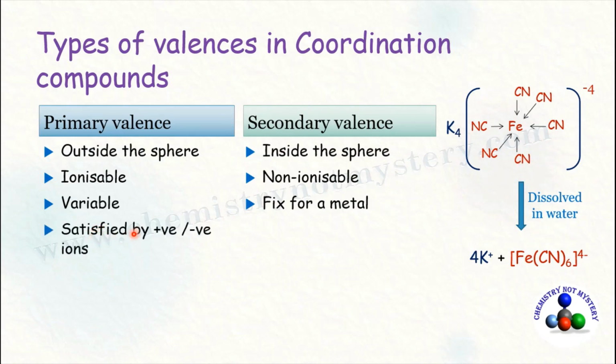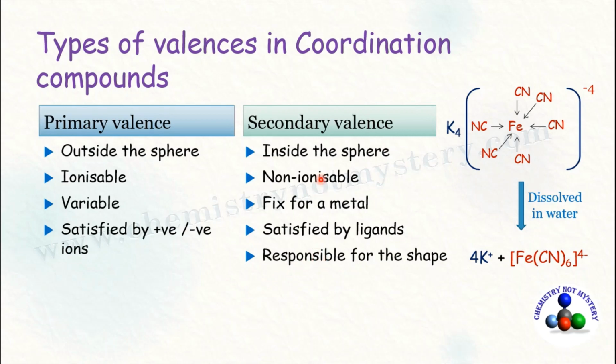Primary valency can be satisfied either by positive or negative ions. But secondary valency is satisfied by ligands only. Ligands may be neutral molecules or negative ions. Secondary valency is responsible for the shape of the molecule. For example, if the secondary valency is 6, the shape of the molecule will be octahedral. Secondary valency is equal to the coordination number.